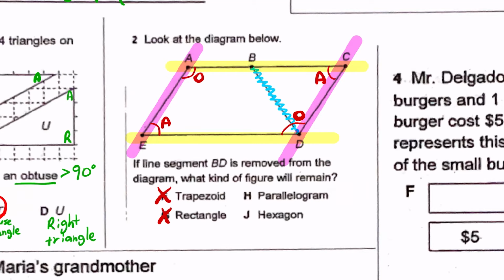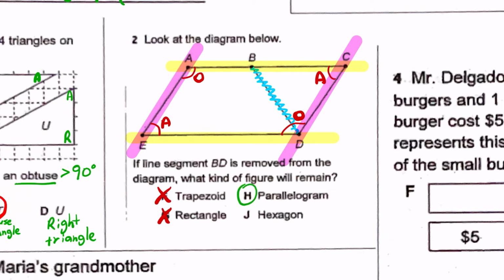Now, I think the answer could be a parallelogram because a parallelogram does have two pairs. Here I have my pink pair that we just talked about and this yellow pair of lines, right, that I just did in yellow. So that's my two pairs of parallel lines. So I think that could be the answer, but I do want to look at the last option.